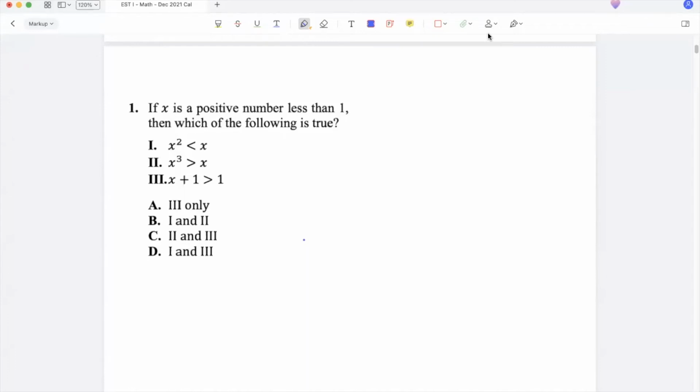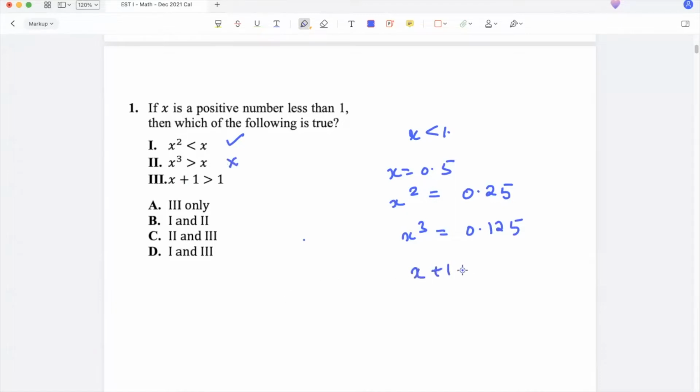Question 1. If x is a positive number less than 1, which of the following is true? So let's say x is 0.5, then x square is 0.25. So x square is less than x, that's true. X cube will be 0.125. So x cube is also less than x, so that's not right. And x plus 1, which is 1.5, is greater than 1, so this is also true. So 1 and 3 are true, option D.